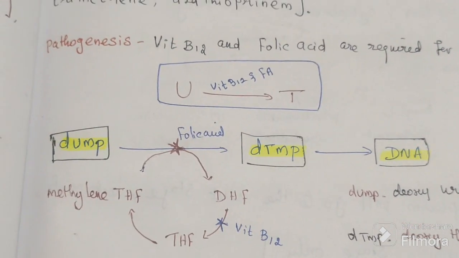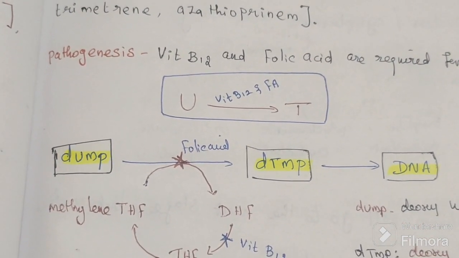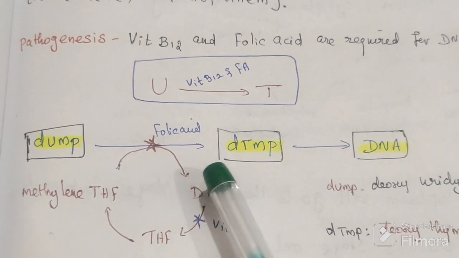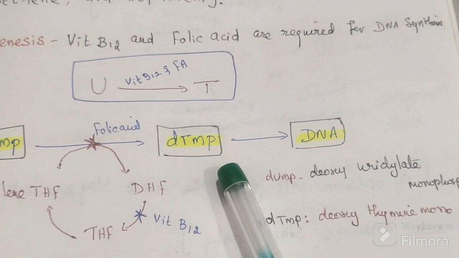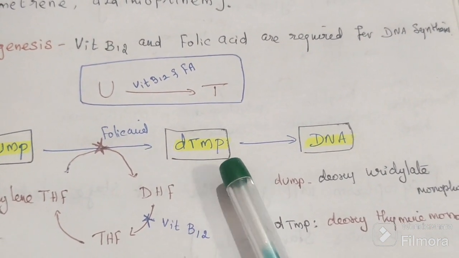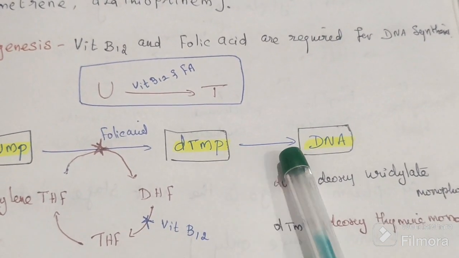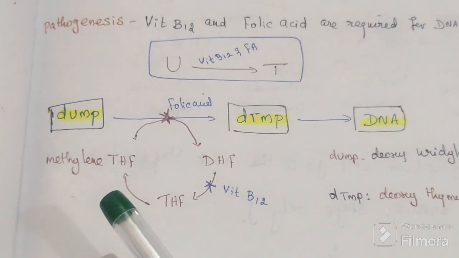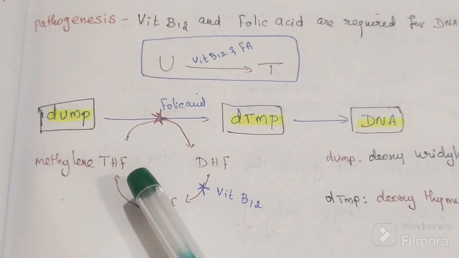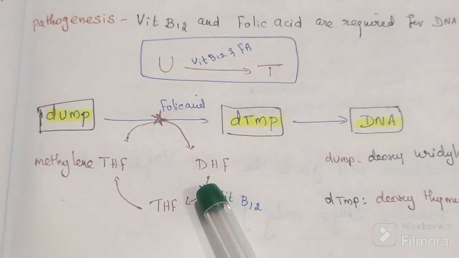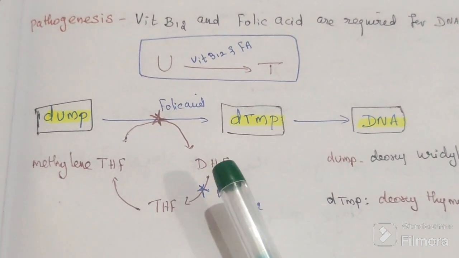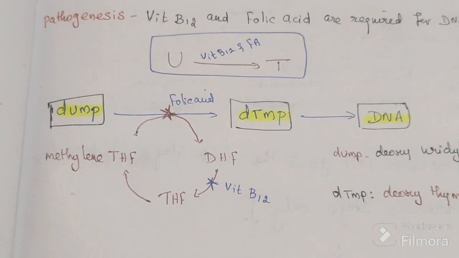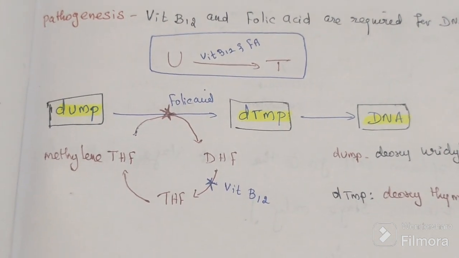See this diagram given in Robbins. Deoxyuridylate monophosphate is converted into deoxythymidylate monophosphate. Then this deoxythymidylate monophosphate is required for DNA synthesis. And in this, methylene tetrahydrofolate is reduced into dihydrofolate. This process requires vitamin B12.